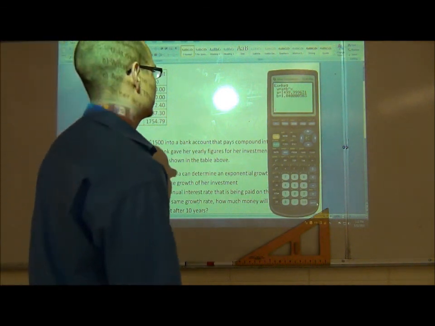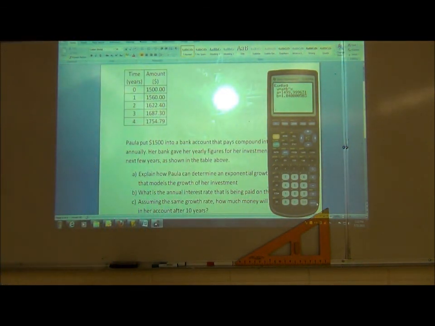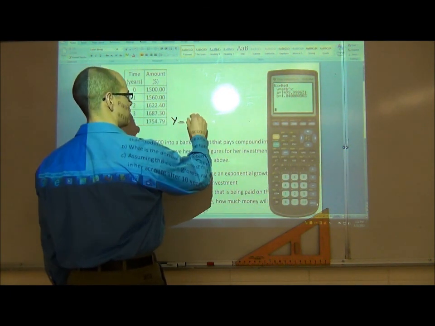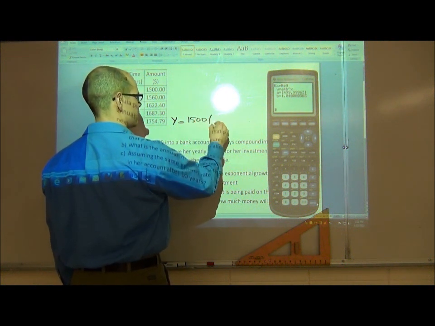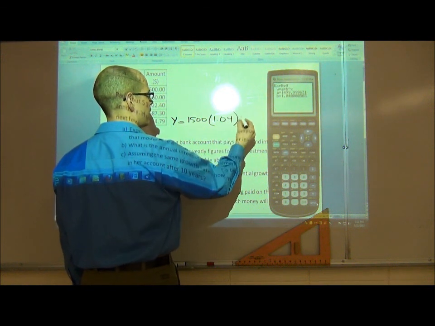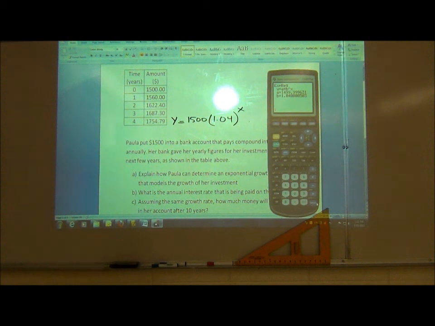The calculator is doing its best to come up with this equation that models the growth of this account. And I'm going to write that out for you. That is y equals 1499.99, which is basically 1,500 for my A value. And then my B value is 1.04. And that's to the power x. So that equation tells me the growth of this account. So that's basically the answer for A. This is how it can be done.